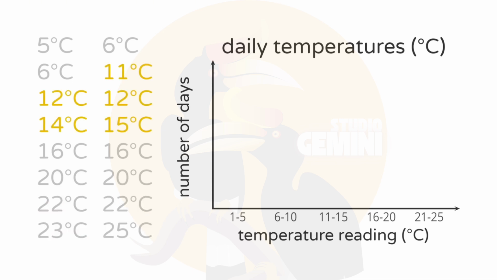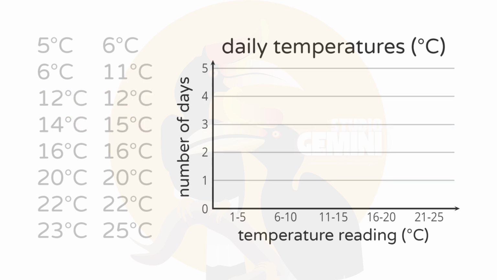The highest number of values is the middle bin, 5. That means we can label the y-axis with a scale of 0 to 5. And finally, it's time to complete the histogram. We draw bar heights to match the number of values in each bin.